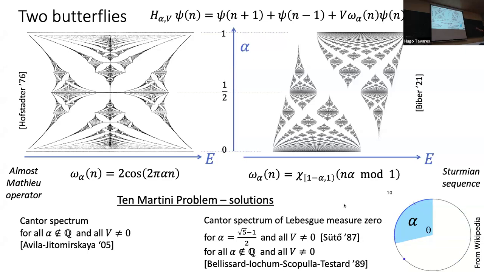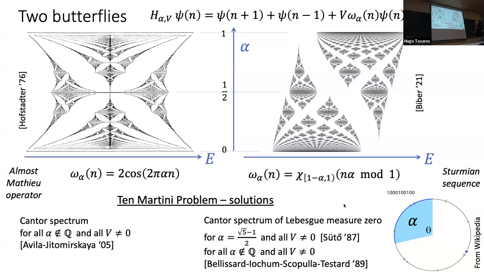For the Sturmian Hamiltonian, Sütő showed that there is a Cantor spectrum of Lebesgue measure 0, even, for a particular alpha. It's a particular alpha, but it's a very important alpha, which maybe reminds you of something. The golden ratio minus one. And this golden ratio minus one makes the analysis a bit easier. This operator with the golden ratio is quite important.